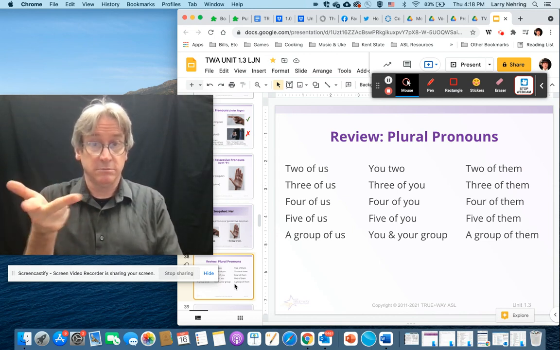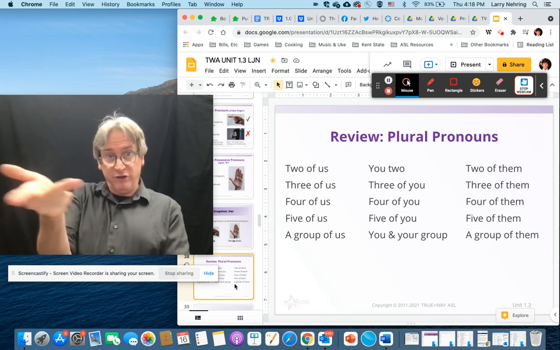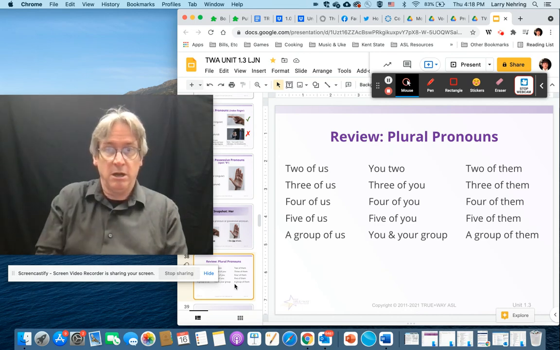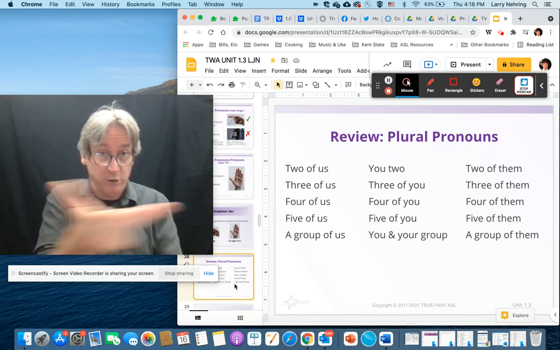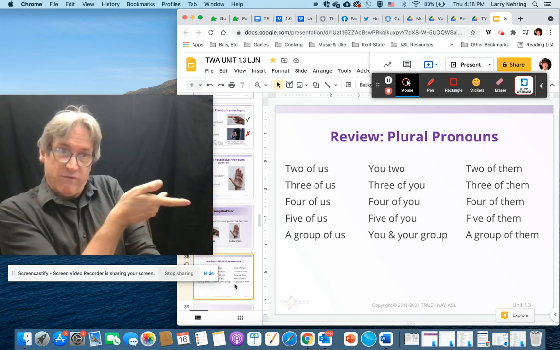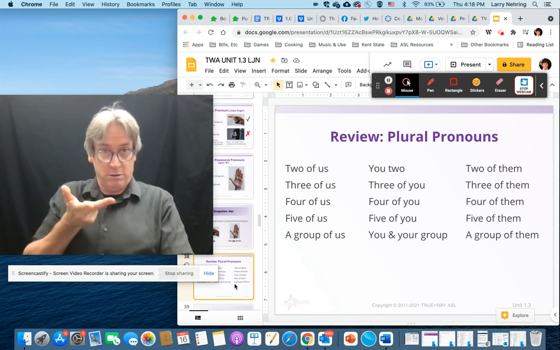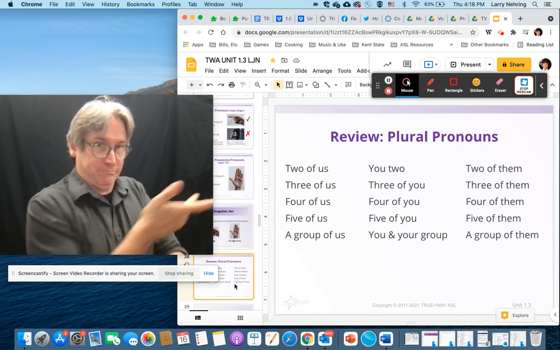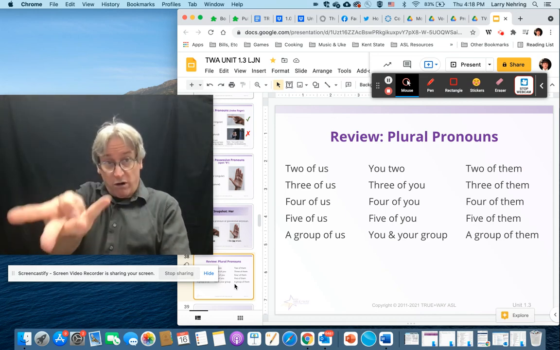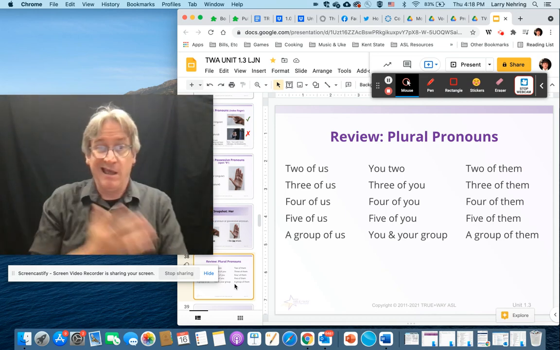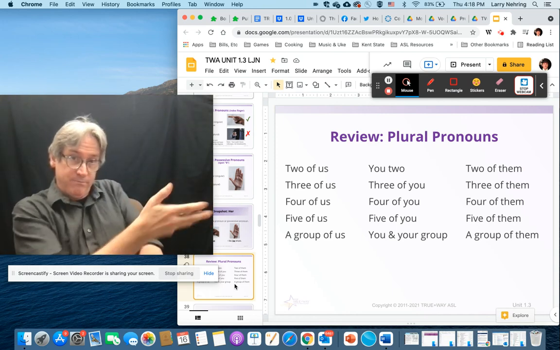3 of us, I include myself. The 3 of you, I'm talking about those people. So I'm including you and the 3 of them over there. So again, the same thing. If it's with eye contact, then it's you. 4 of us, 4 of you, 4 of them. 5 of us, 5 of you, 5 of them.